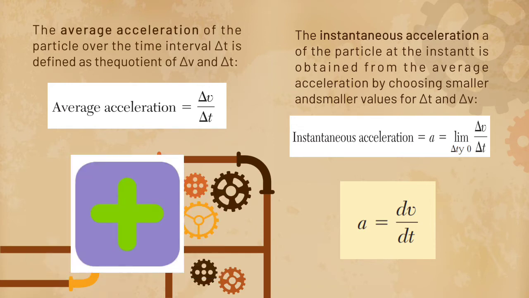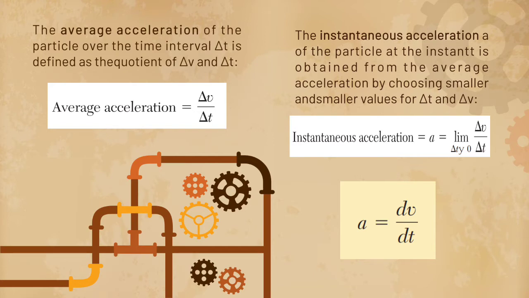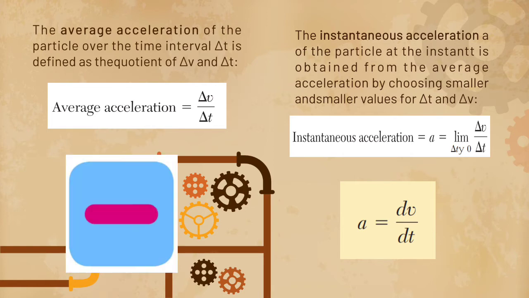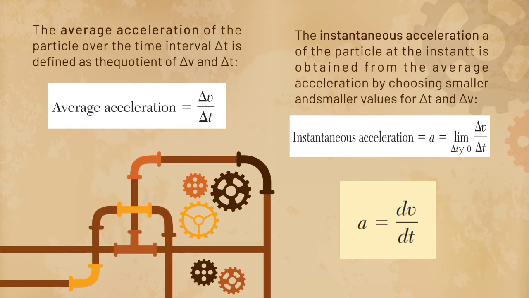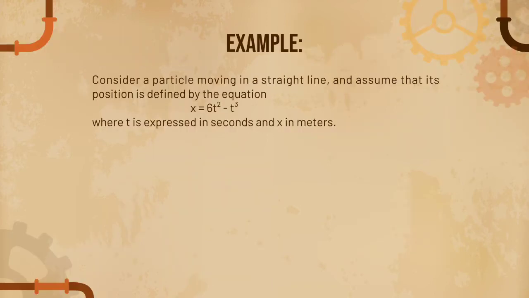A positive value of a indicates that the velocity increases. This may mean that the particle is moving faster in the positive direction or that it is moving more slowly in the negative direction. In both cases, delta v is positive. A negative value of a indicates that the velocity decreases. Either the particle is moving more slowly in the positive direction or it is moving faster in the negative direction.